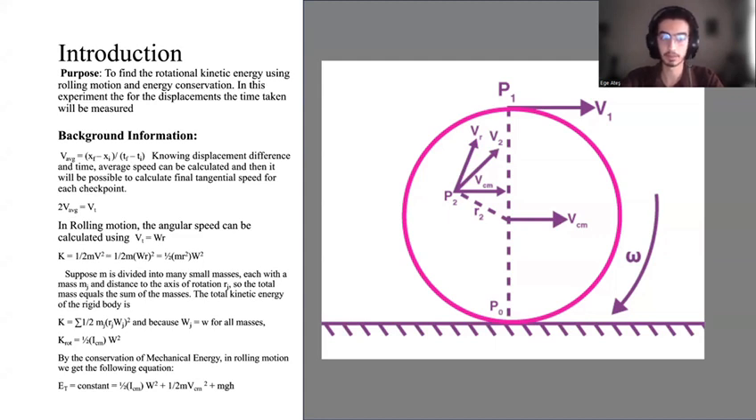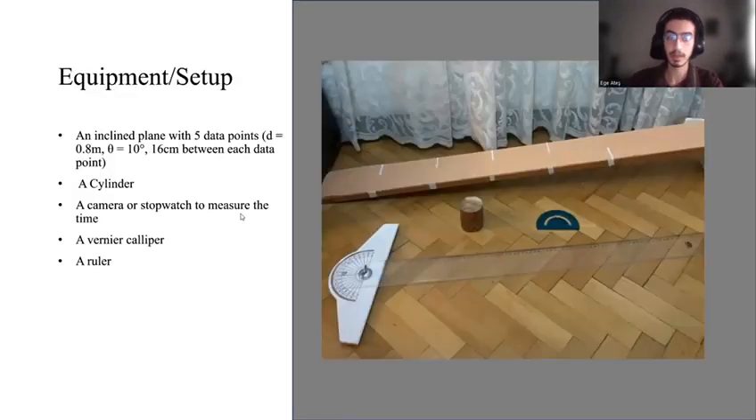Background information. Knowing the displacement and time, we can calculate the average speed, which will help us calculate the tangential speed of the rolling cylinder. Knowing the tangential speed, we can calculate the angular speed, and knowing the angular speed, we can calculate the rotational kinetic energy of the cylinder throughout its movement. By the conservation of mechanical energy, we also get an energy value, and it will eventually give us the error percentage of this experiment.